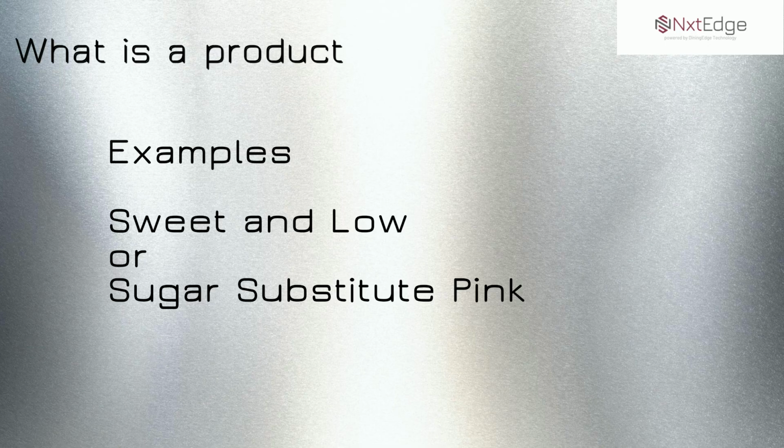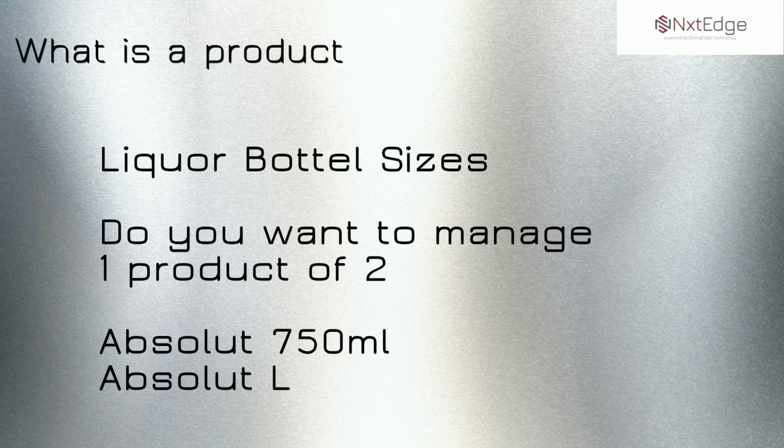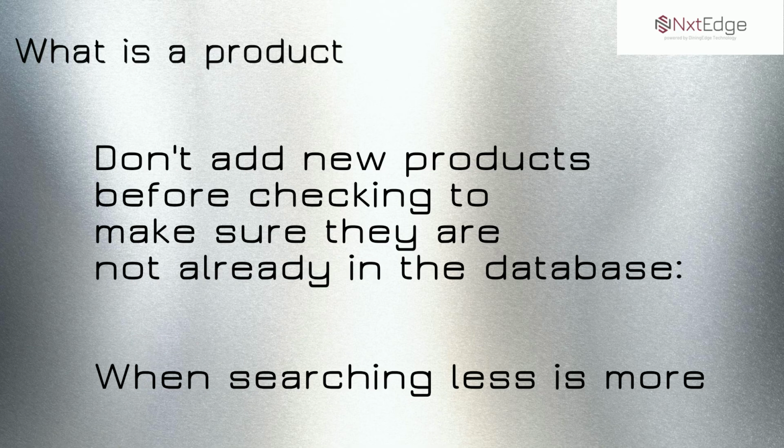You would not have one product for sweet and low packets and sugar substitute pink packets, it would not be two separate products. This example can apply to liquor as well. If the vendor subs absolute 750 ml for a 1 liter, you can add a new product or you can put the 750 under the same product and convert the 750 to the liter by entering 0.75. This is up to you, but it should be consistent. So to recap, a product is what you call it. Don't add products if they are already in the system. We want to keep the database free from duplicates.